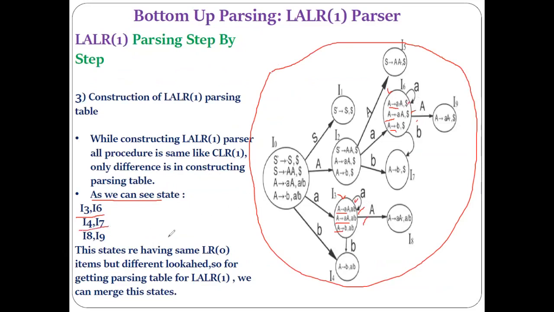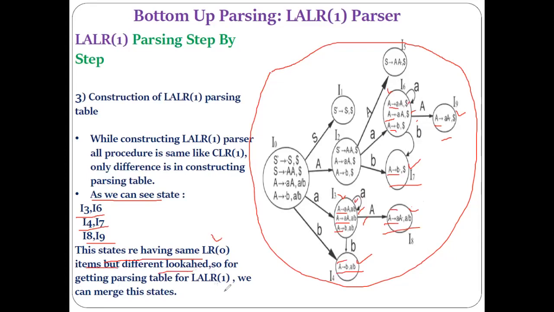If you see I4 and I7, in case of this also, the initial part, the LR0 items, are same, only the lookaheads are different. Then if you see I8 and I9, in case of this also, the initial part, the LR0 items, are same, but the second part, that is the lookaheads, are different. So these states have the same LR0 items but different lookaheads.